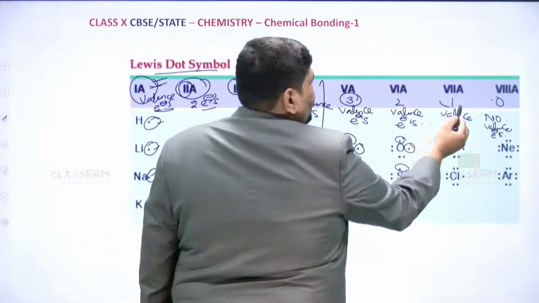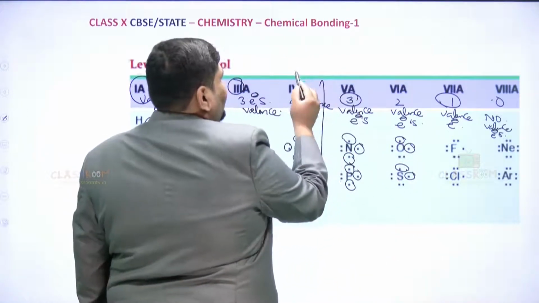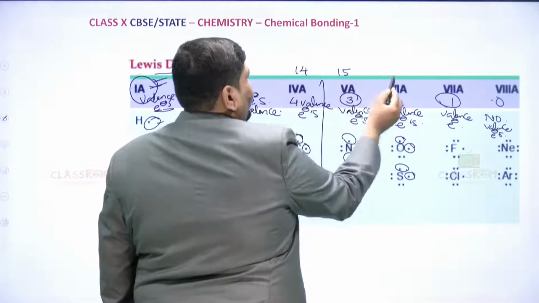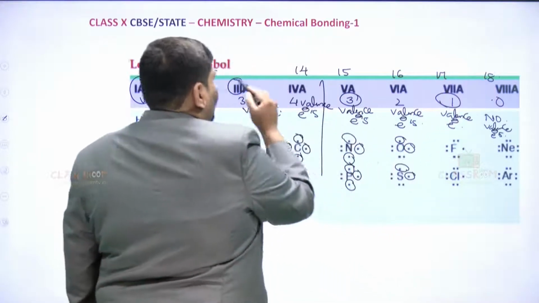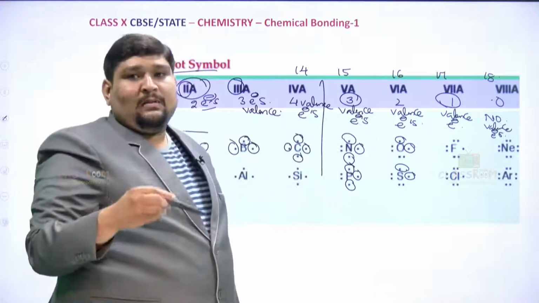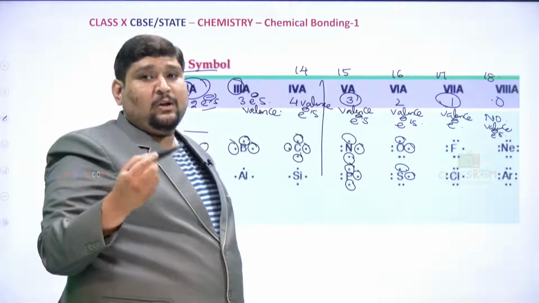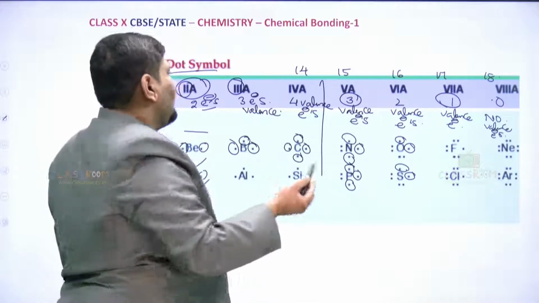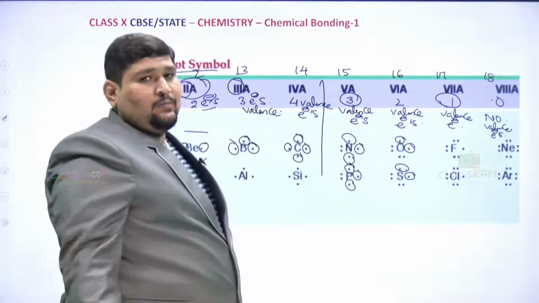Again when you go to the seventh group, which is the 17th group, you can find this is your 14th group, then 15th, 16th, 17th and 18th group as per the Arabic notation, as per the modern periodic table, the modifications which were done by Moseley. This is the 13th group, and these are your first and second groups.